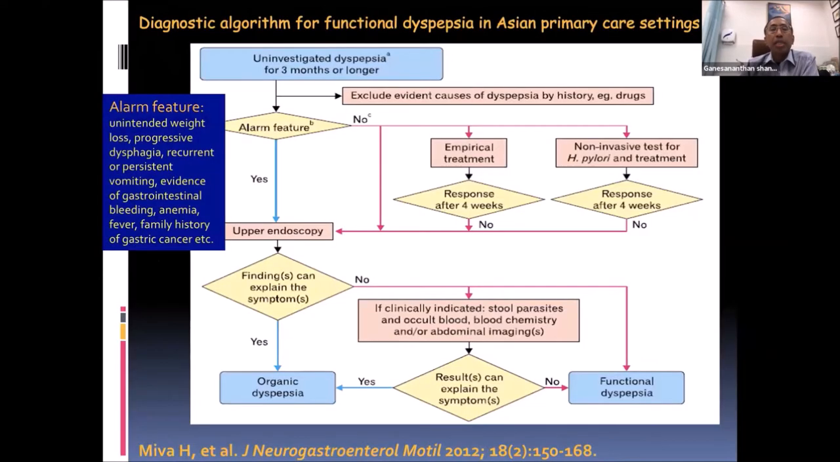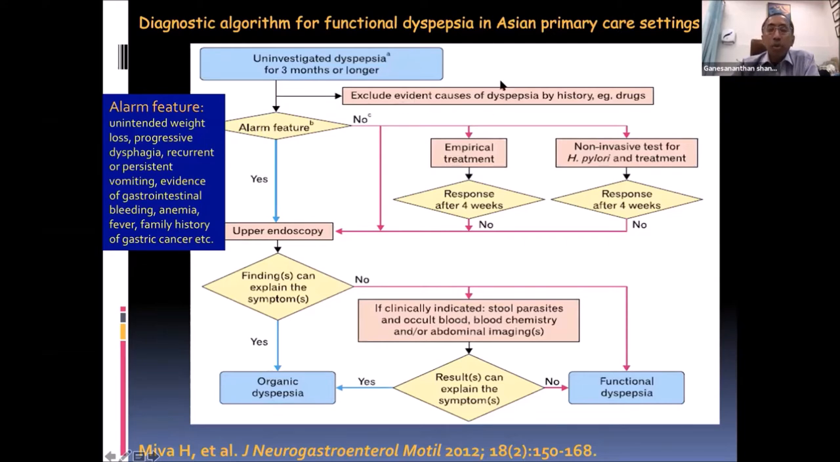Lifestyle is very important. Now, the algorithm of care would be something like this. If I've got a patient, there's an old algorithm. This is 2012, the Asia-Pacific primary care setting algorithm for uninvestigated dyspepsia. If you've got alarm symptoms, there's no question about it, you will send the patient for workup investigation, which most of the time includes an upper endoscopy, which will include a CT or an ultrasound or further other tests.